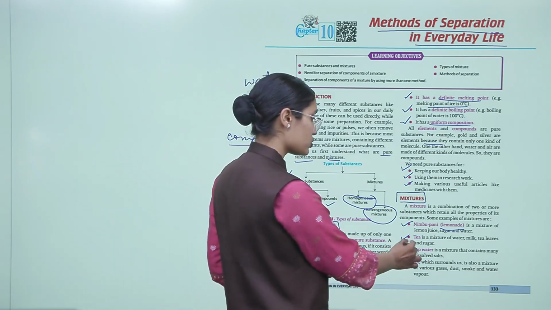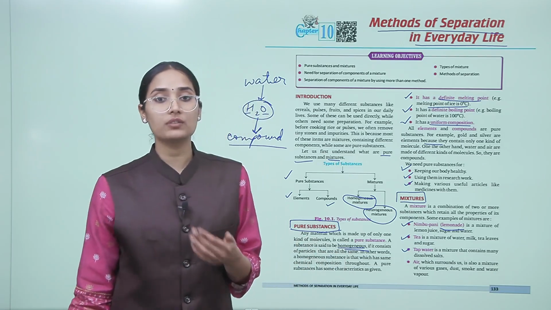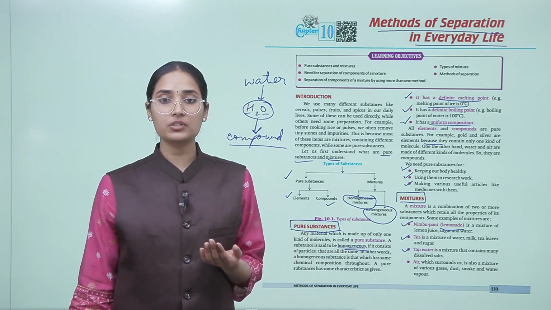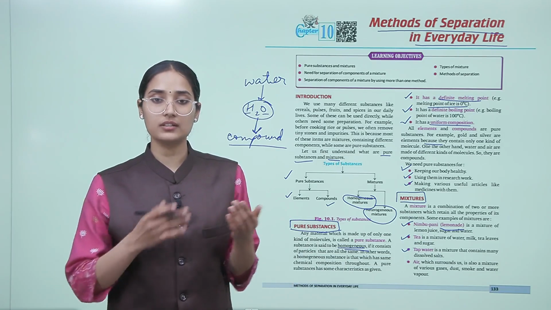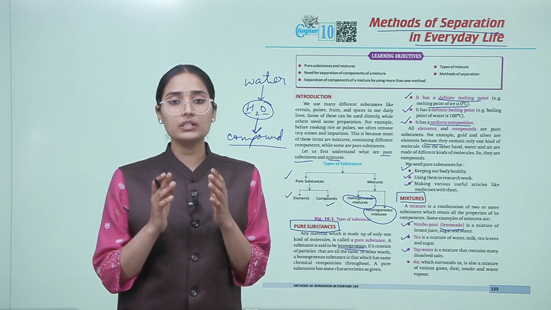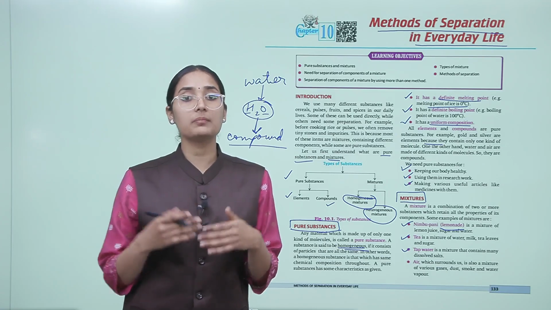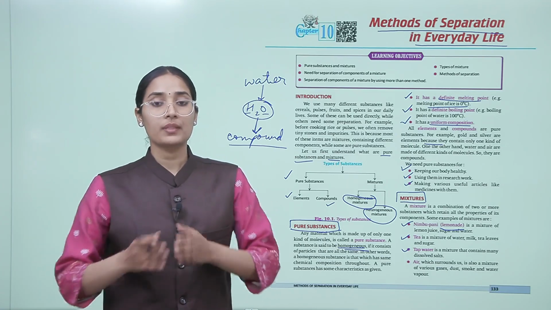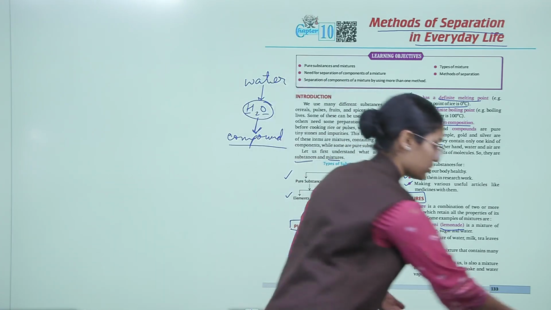Tap water is a mixture that contains many dissolved salts. Air which surrounds us is also a mixture of various gases, dust, smoke and water vapor. So mostly the things that we see around us are a mixture of different things. Now let's go to the next page.